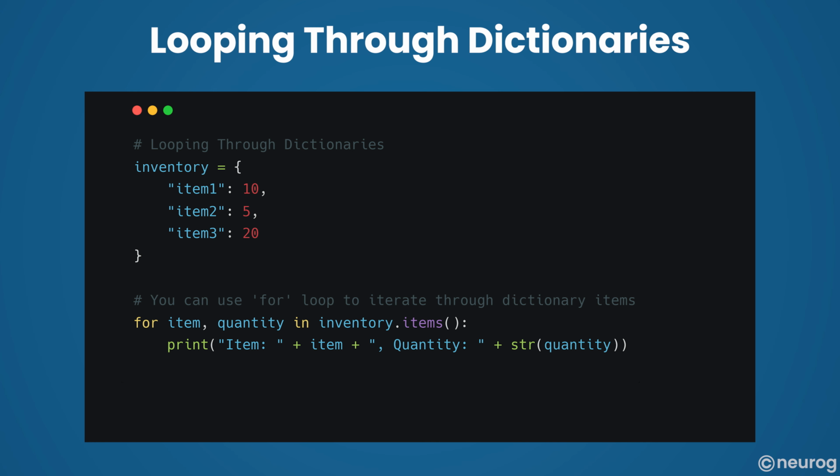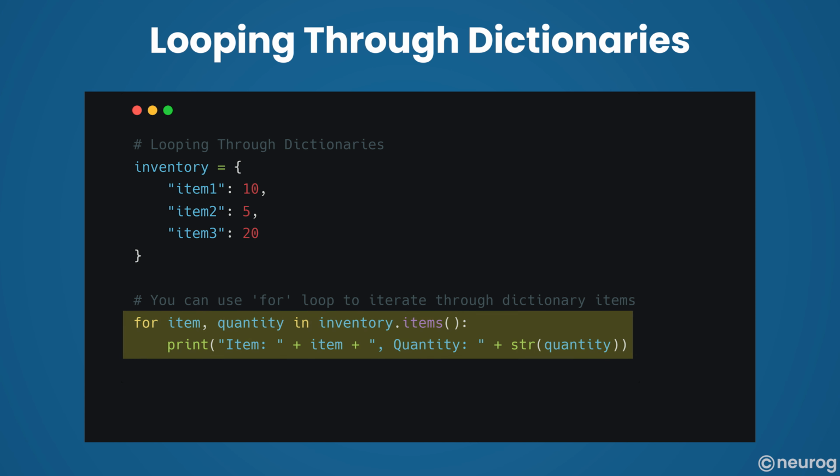In this code, we're using a for loop to display item details from an inventory dictionary. It iterates over the inventory dictionary, extracting both the item name and quantity, and it prints a statement displaying each item along with its corresponding quantity.